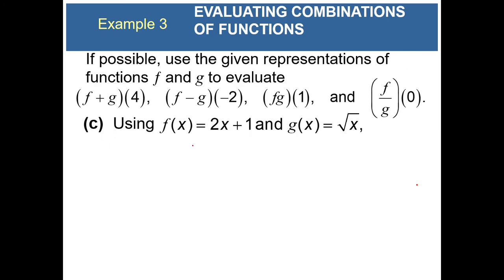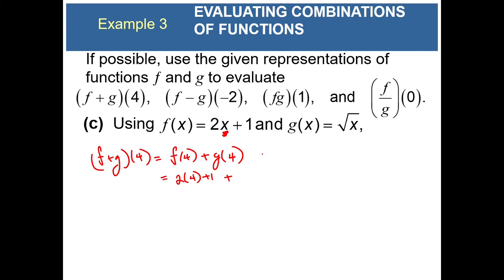Part C, now we're going to use f of x equals 2x plus 1 and g of x equals the square root of x to find these four values. We'll start by f plus g of 4, and that is equivalent to f of 4 plus g of 4. F of 4 means plugging a 4 into this expression, so that's 2 times 4 plus 1. And then we're going to add g of 4. So I'll substitute a 4 into the square root of x.